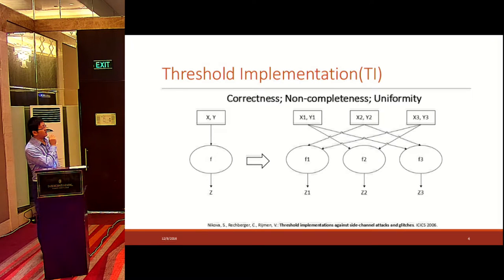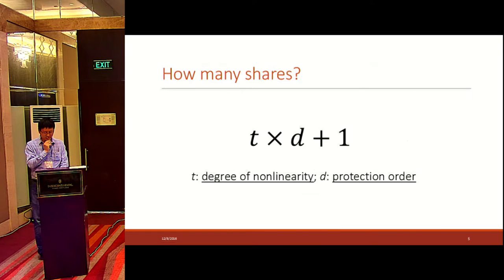For example, in this first-order threshold implementation in the figure, one shared function F1 only processes input shares 2 and 3, and is independent of share 1. Similarly, shared functions F2 and F3 are also non-complete. Uniformity means that the output shares Z should also be uniform, such that in the next stage the TI is still valid. Of course, this comes with an increase in overhead. It is not exactly triple that of the unprotected implementation, but it gives you an idea that the overhead is related to the number of shares you use in your TI implementation.